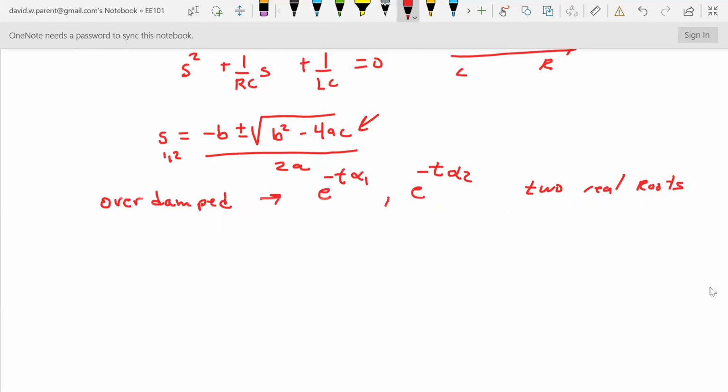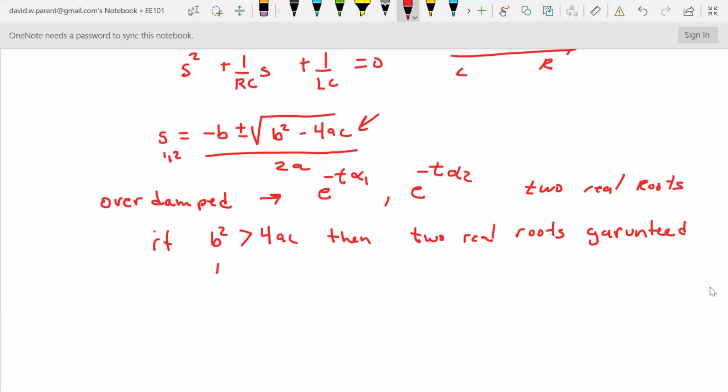What will guarantee 2 real roots? If b squared is greater than 4ac, we get 2 real roots, guaranteed. In this case, that means 1 over RC squared is greater than 4 LC. If the problem gives you so many ohms, so many farads, so many henries, and this squared is bigger than this, it's overdamped. In the problems it might use betas instead of alpha, but you're going to see 2 exponential decays with 2 different constants.